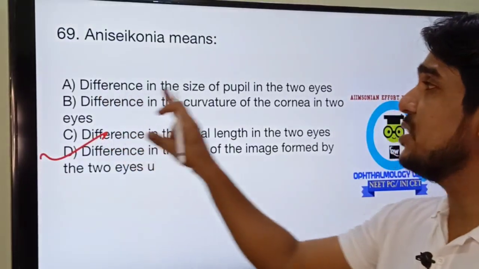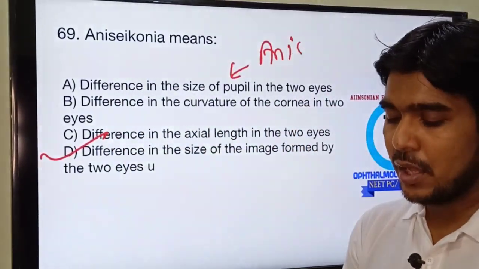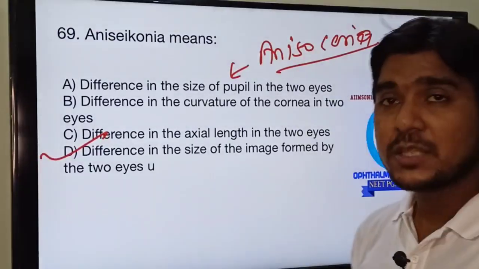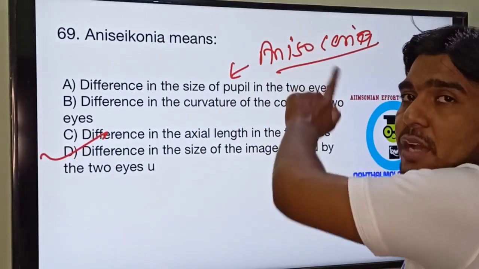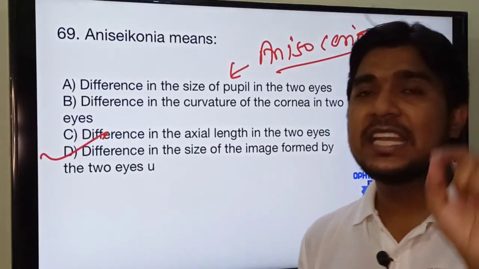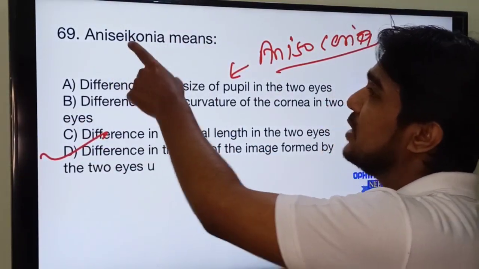So what is a difference in the size of the pupil? This is called anisocoria. Aspirants usually confuse aniseikonia with anisocoria. So remember this. Anisocoria is the pupil. Aniseikonia is where there is an eye, eye for image.